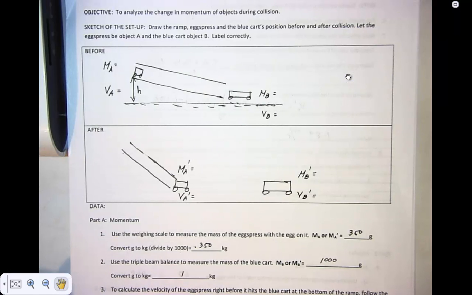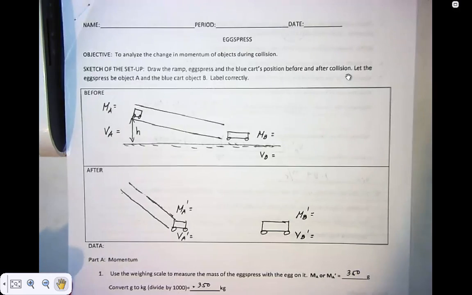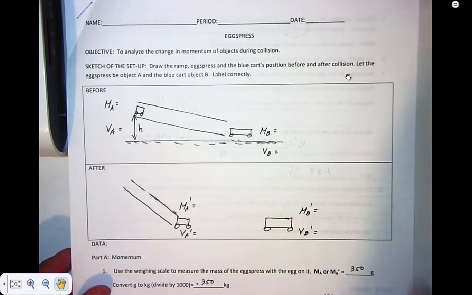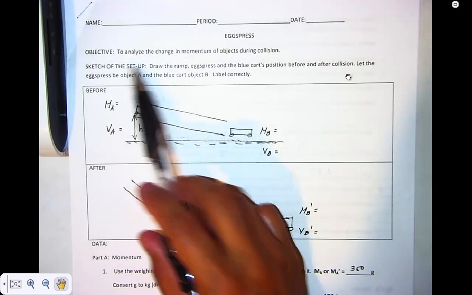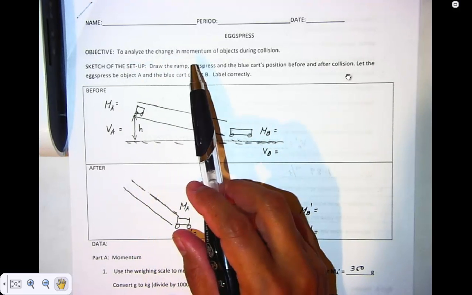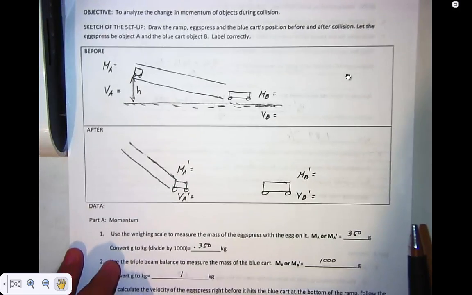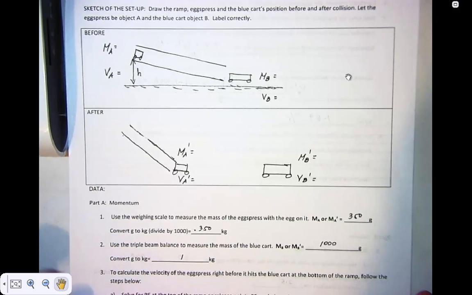Okay, so this will be your pre-lab, something that you can follow so you can finish your Eggspress Lab Report. You won't be graded on your project unless you turn in this report. So the objective is to analyze the change in momentum of objects during collision, and we will prove that the law of conservation of momentum is applied in our project.